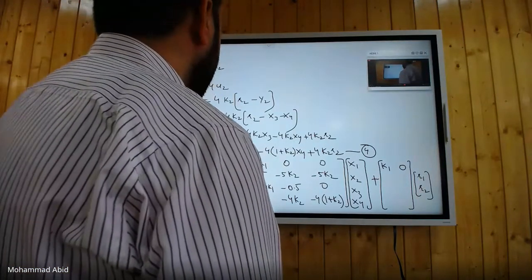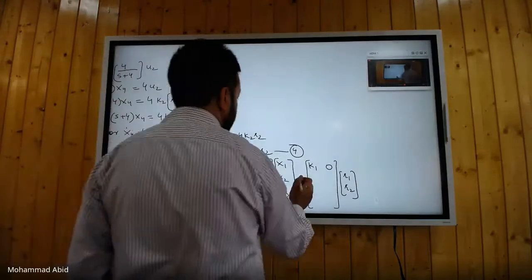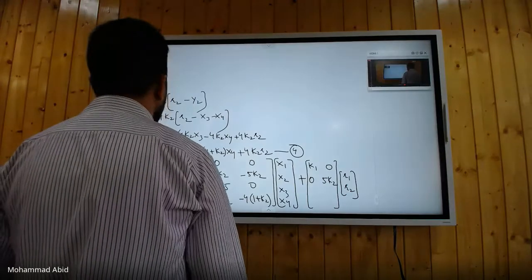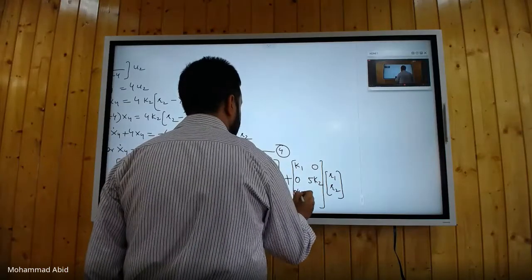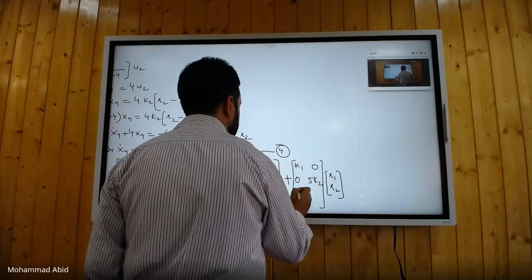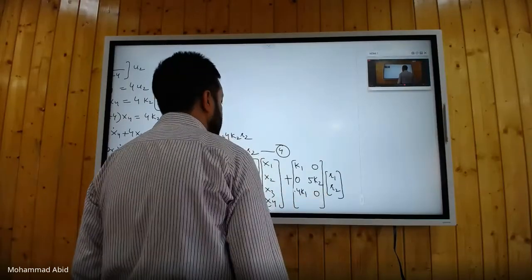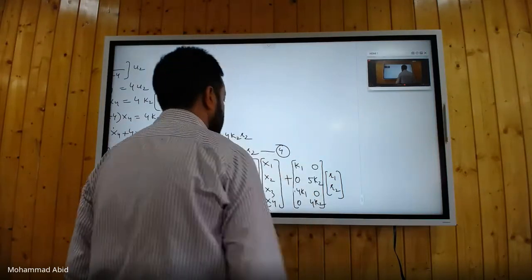है ना और x2 डॉट में क्या है? 5 टाइम्स k2, r2 के लिए 5 times k2, so this is 0, this is 5 times k2. ठीक है, and what about x3 dot? 0.4 times k1 r1 or 0. And what about x4 dot? 4 times k2 r2, so this is 0 and this is 4 times. Is that okay?